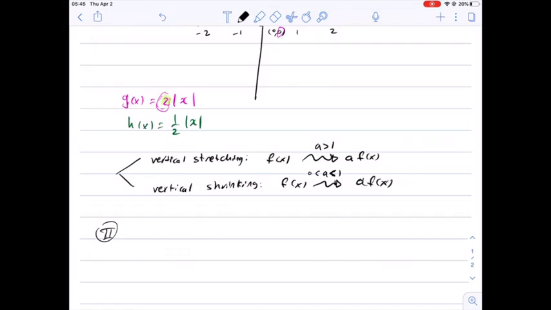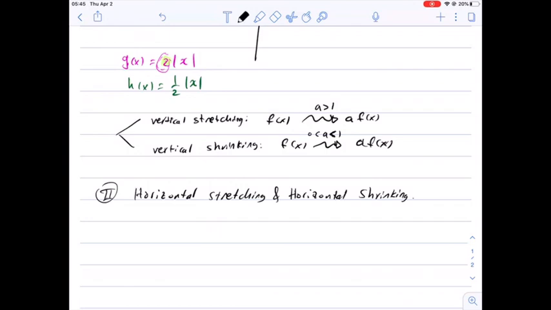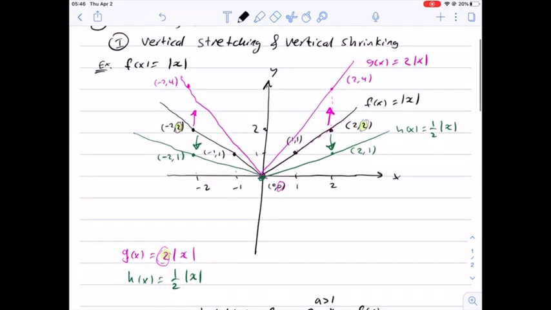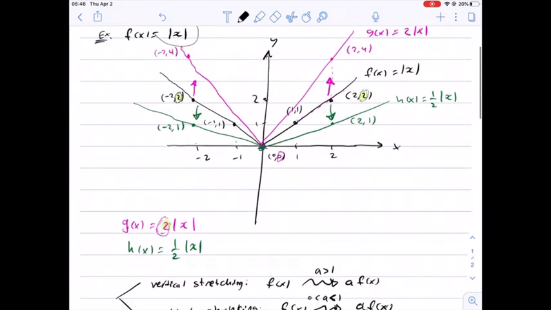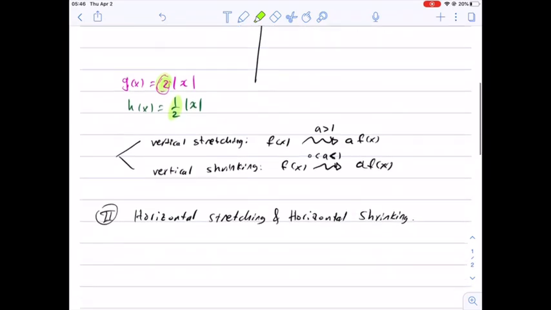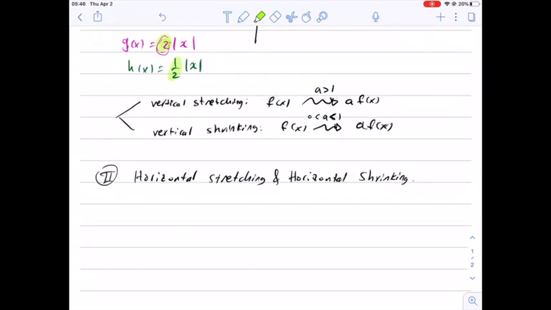Sometimes we get horizontal stretching or horizontal shrinking. In this case, we multiply the variable of the function by some constant. In case 1, we multiply the whole function by a constant. Notice here we multiplied the whole function by 2, and we multiplied the whole function by 1/2. But when we are talking about horizontal stretching or horizontal shrinking, we just multiply the variable x by that constant.